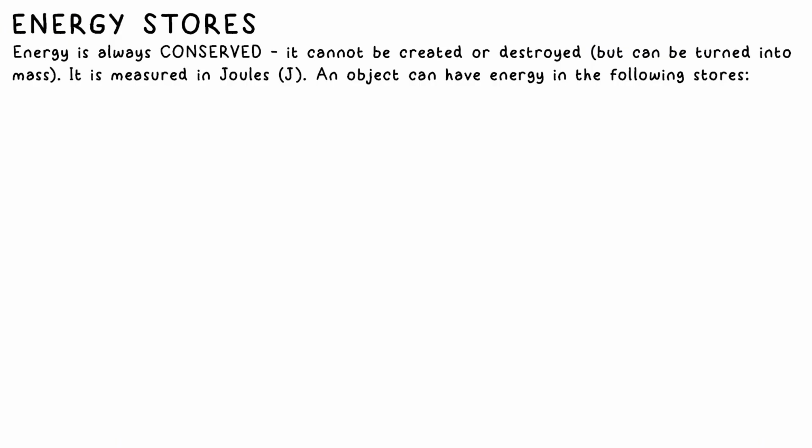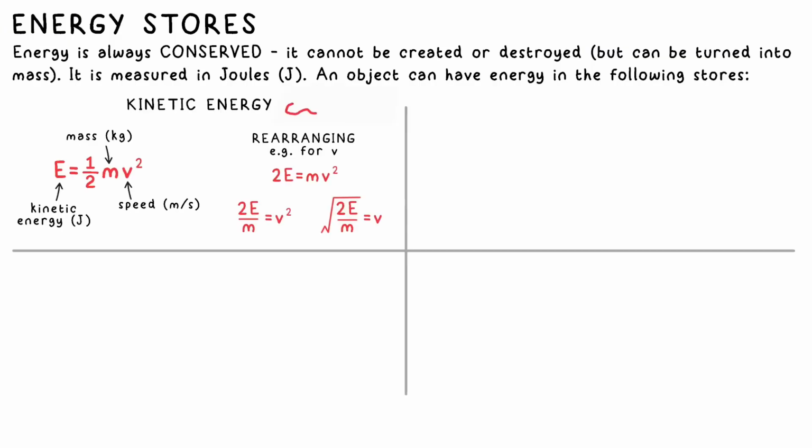An object can have energy in the following stores. Kinetic energy. We calculate it with E equals half mv squared, half times mass in kilograms times speed or velocity squared. The faster an object goes, the more kinetic energy it has.